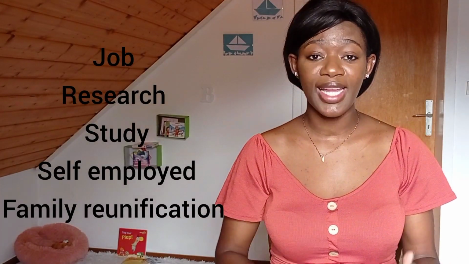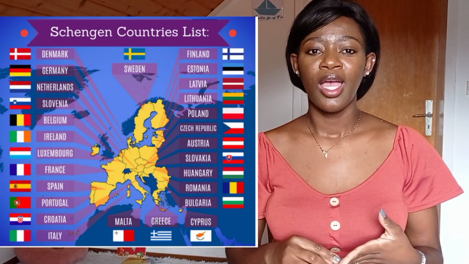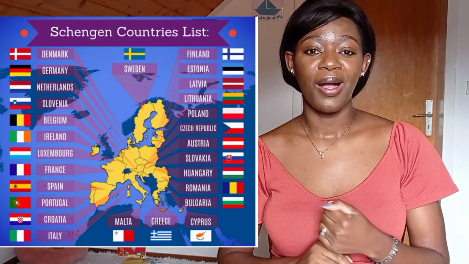Visa number three is the long-term visa, or the national visa. You get this visa if you're coming for a job, for example, or you're coming to do research, to study, as a self-employed person, or for family reunification. Then you get a national visa or long-term visa. With this long-term visa, you're allowed to travel to all Schengen countries. I believe there are about 29 of them. I'm going to put the list somewhere here just to show you exactly what privileges you have with this single national visa living in Germany.